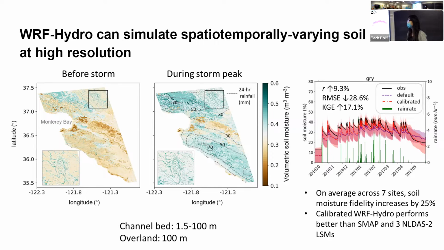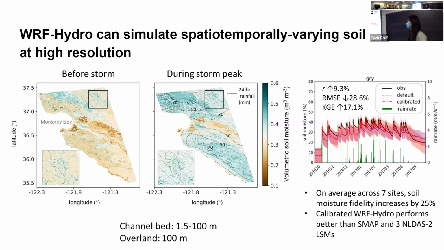Here I show two maps. One is before the storm. This is the simulated surface soil moisture by WRF-Hydro. And in the middle is during the peak of the storm. In the bottom left, you can see two blow-up maps of the red box. WRF-Hydro can simulate this greater detail in the channel bed, and it can simulate the wetting processes associated with the storm.